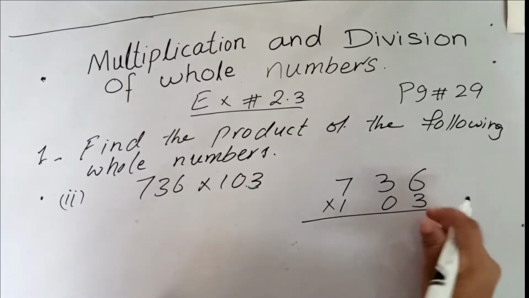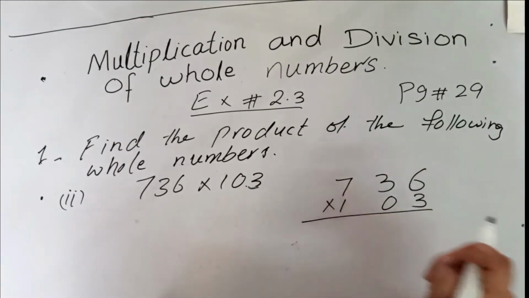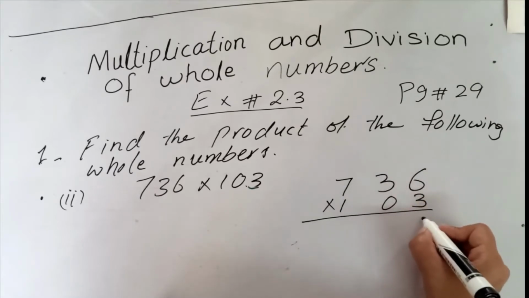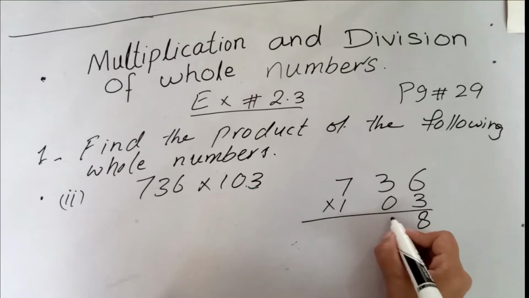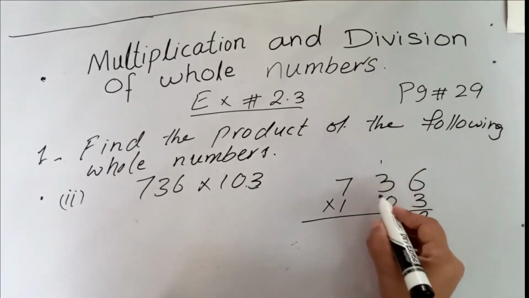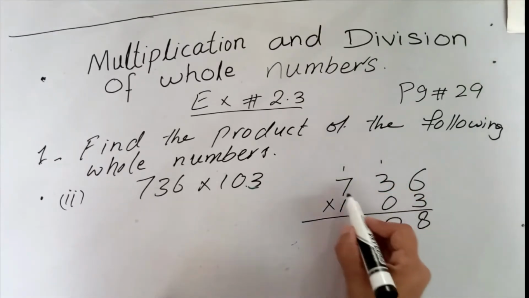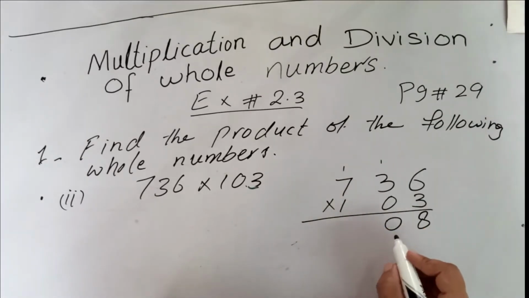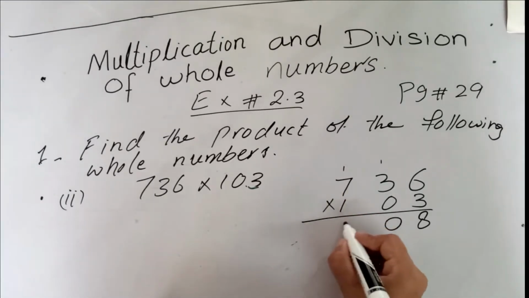3 multiplied by 6: you have to multiply 3 by all the above values, then 0 by all the above values, then 1 by all the above values. You know all about multiplication. 3 times 6 is 18, 3 times 3 is 9 and 1 carry, it would be 10. Again 1 carry, 3 times 7 is 21 and 1 carry, it would be 22.